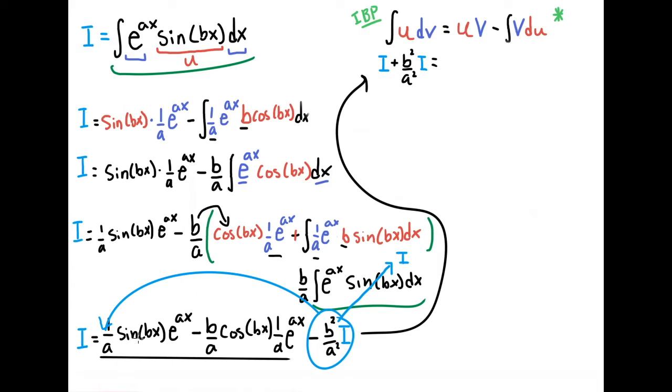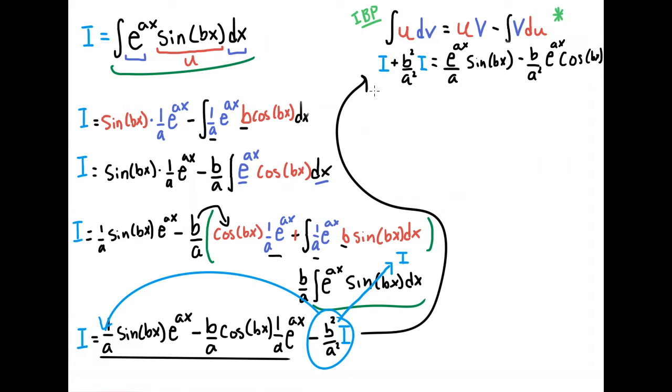Okay, so let's do some simplification here. I'm going to write it as e to the ax over a times sine of bx. And I'm going to multiply 1 over a times b over a. And remember, it's a minus, so it's minus b over a squared times e to the ax times cosine of bx.